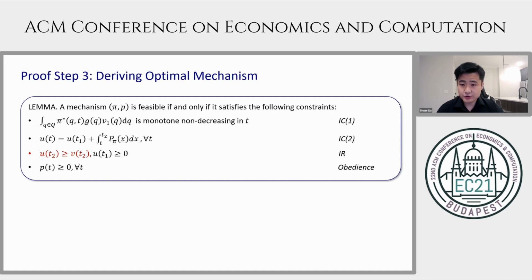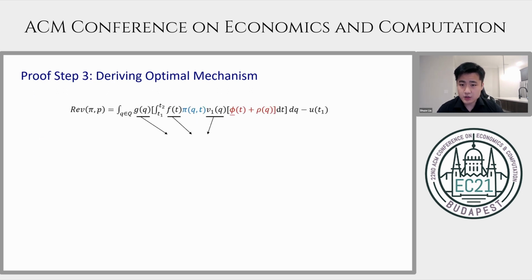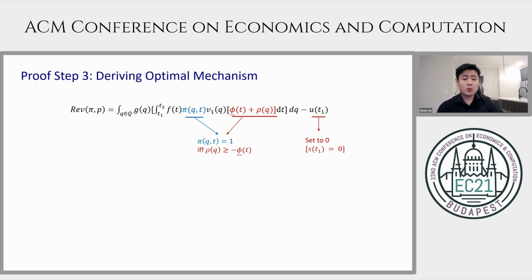So we can derive the revenue function from the condition of the IC constraint, and we get the revenue function as follows. By observation, we find that G(Q), F(T), and V1(Q) are all positive. So the way to maximize the first term is to set P(Q,T) equals 1 if and only if rho(Q) is at least the negative lower virtual value of T. And the way to minimize the second term is to set U(T1) to its minimum possible value, which is 0. And it can be roughly understood as setting St1 equals 0. So if the shape of the St curve is in this format, we successfully get a feasible optimal mechanism.